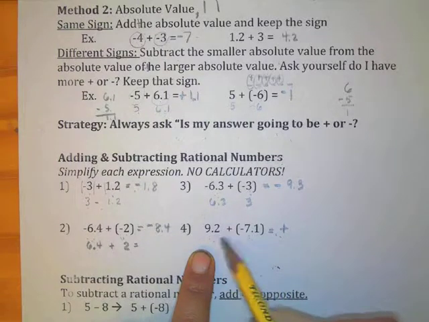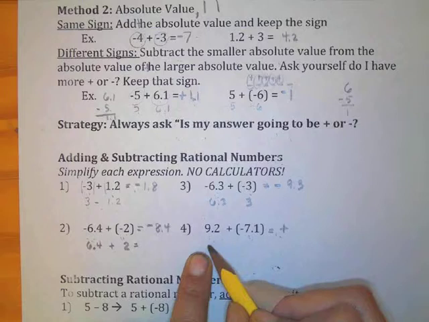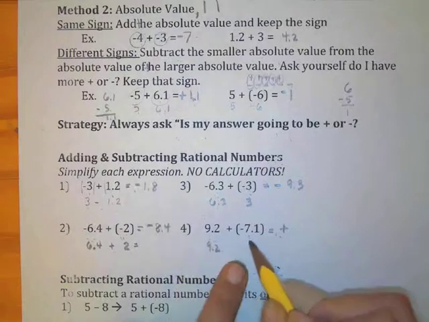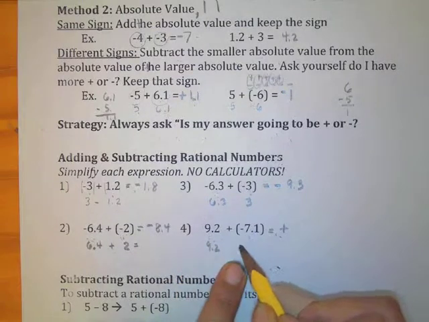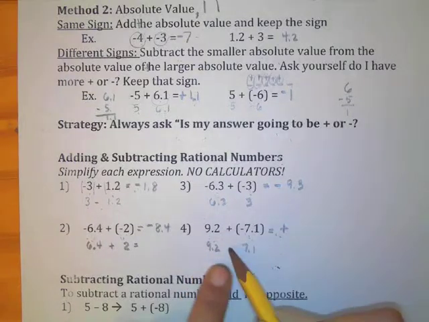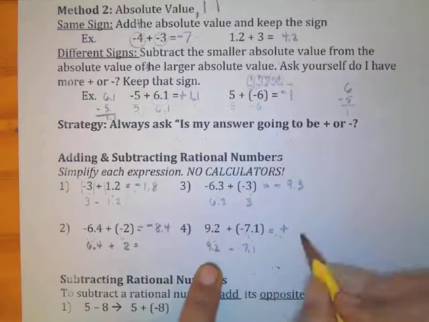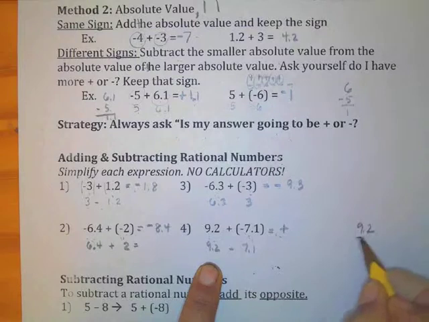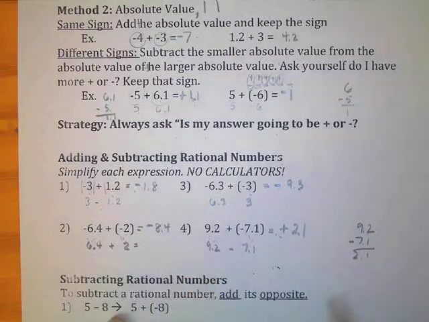I have different signs, so I'm going to take the absolute value of each one, 9.2. Absolute value of negative 7.1 is 7.1. I'm going to take the small number, subtract it from the big one. If you need to do that over to the side, you're welcome to. So I get 2.1, or 2 1/10. So positive 2 1/10.